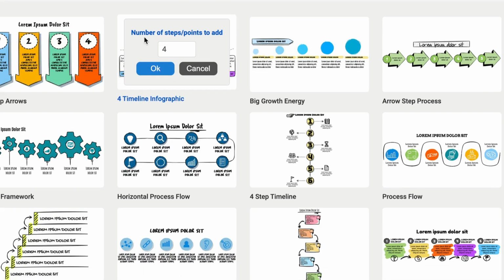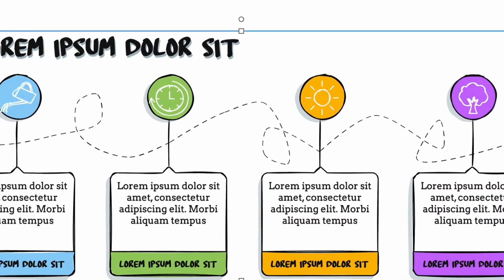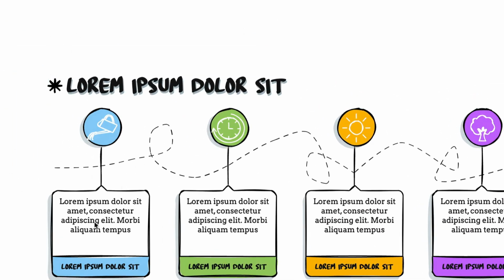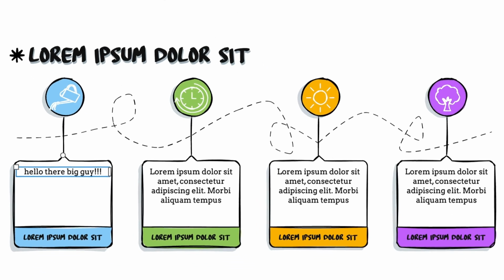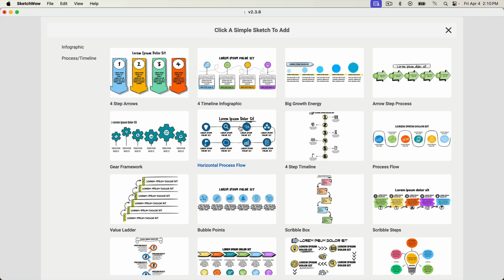You can define the number of steps or points you want to add to it. Click on OK, voila, there it is. I can move this around, I can resize it, make it bigger, smaller. I can go in here and say, okay, I don't want to use the lorem ipsum text, I want to put in whatever you want. Totally customize these, change the colors around, really make it your own, and add these wherever you want. And you can just do this multiple times for multiple slides or multiple graphics you want to create.